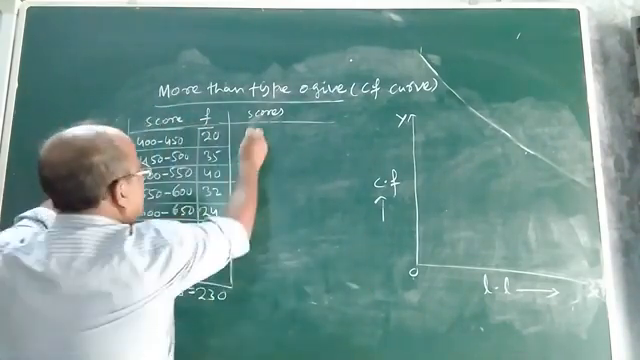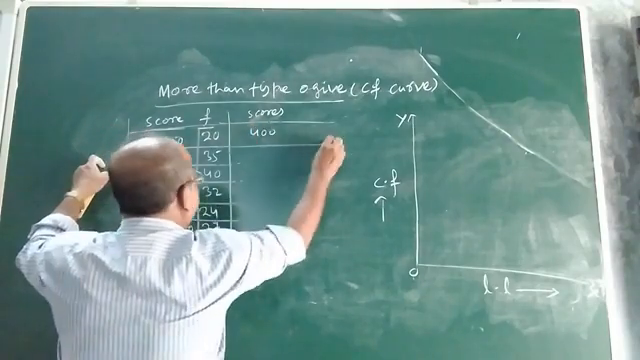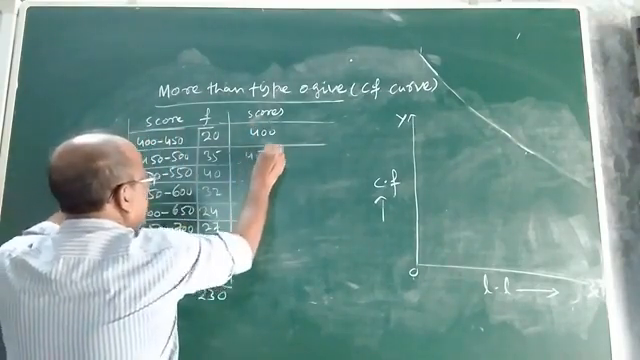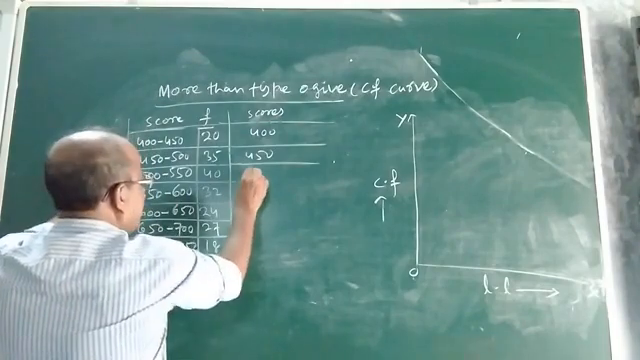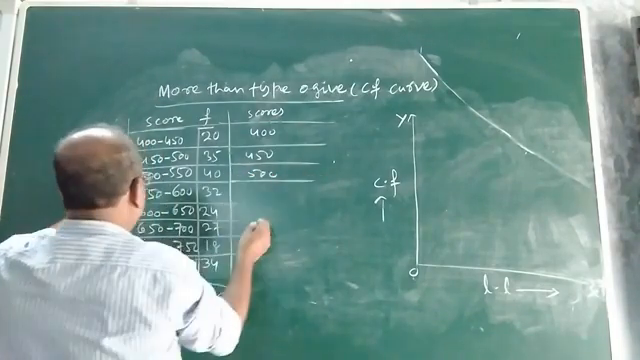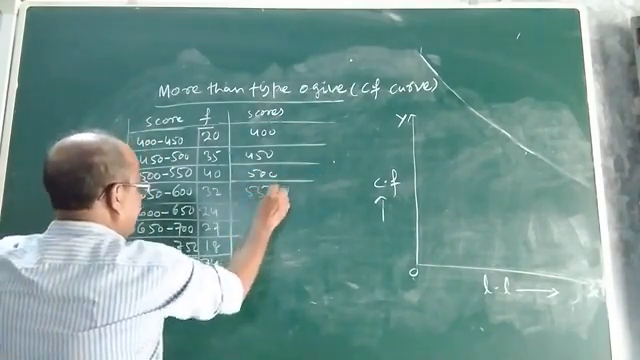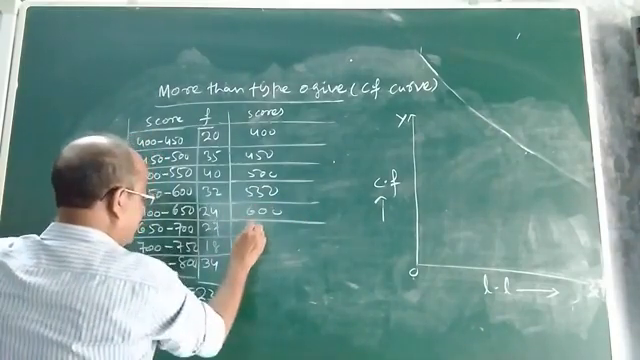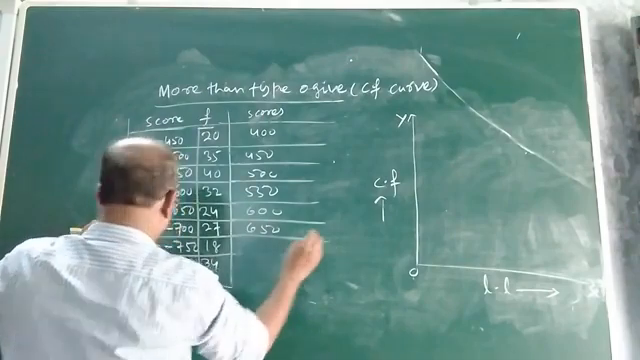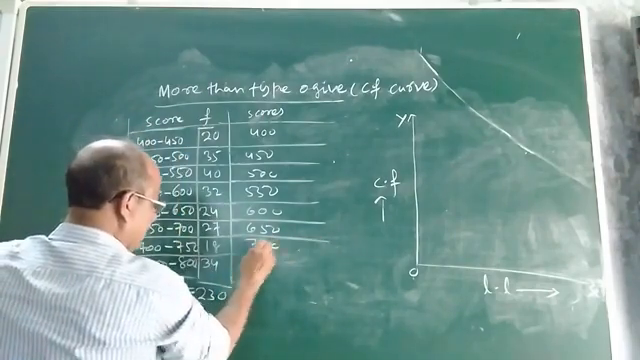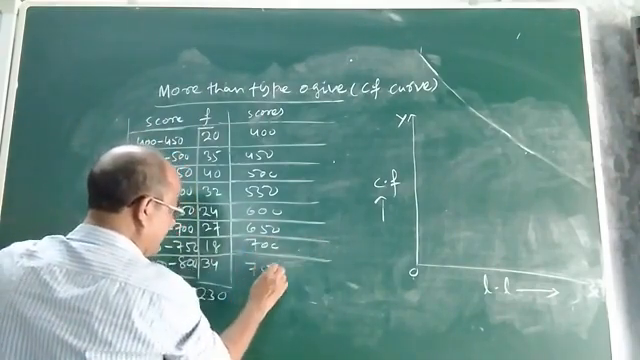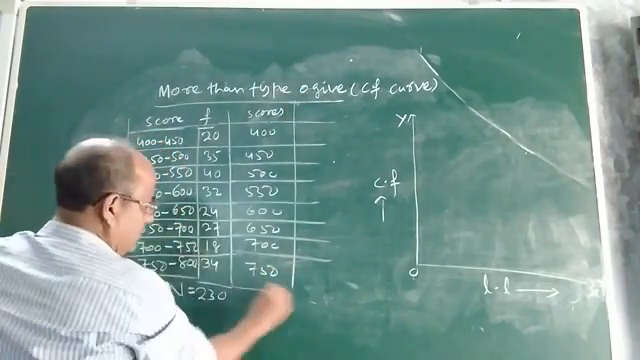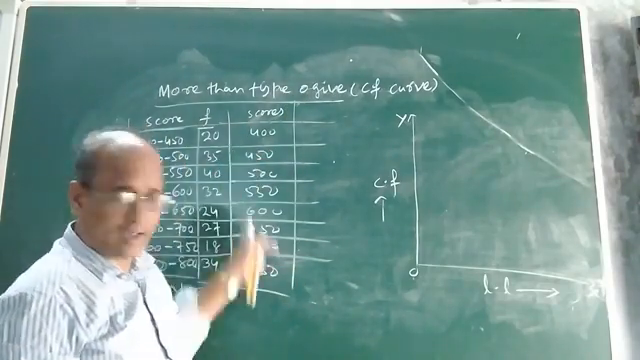So write down first score 400, 450, 500, then 550, 600, then 650, then 700, then 750. Okay, so now these are the lower limits.